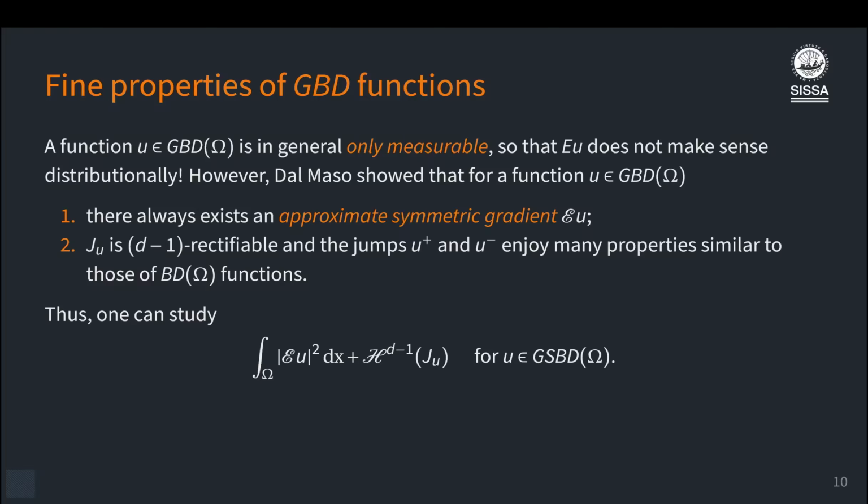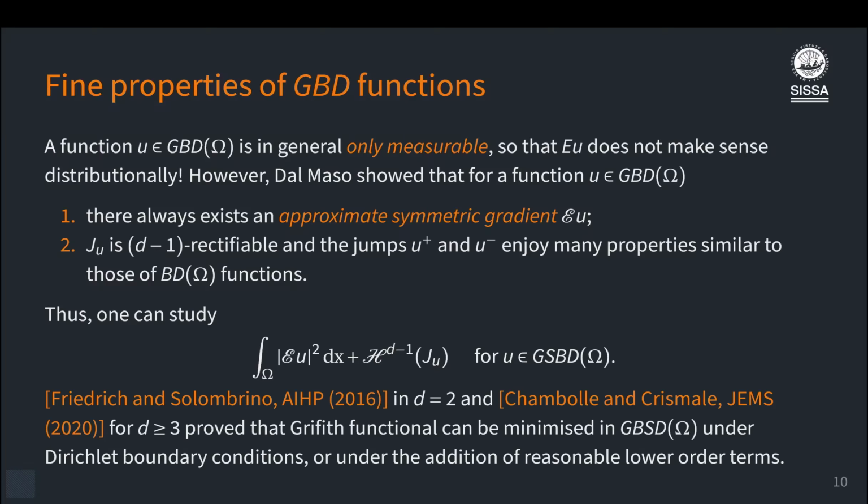And then, thankfully, after a lot of work, Friedrich and Solombrino in the planar case, and then Chambolle and Crismale in the general case, were able to prove that this functional can be minimized under Dirichlet boundary conditions in the GSBD space, also adding some more reasonable lower order terms rather than just the L-infinity norm. Good. So this settles the problem for the Griffith case, let's say.